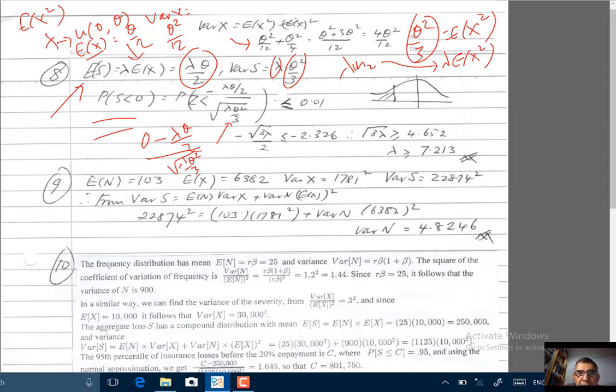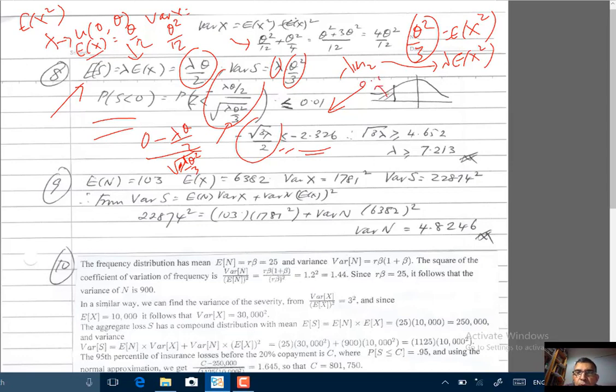So there's a negative here: 0 minus lambda theta over 2 over the square root of lambda theta squared over 3. This thing here, they said must be at most 0.01, so less than or equal to 0.01. When you clean it up, you will get this, and it should be less than or equal to minus 2.326. This you get from the table.